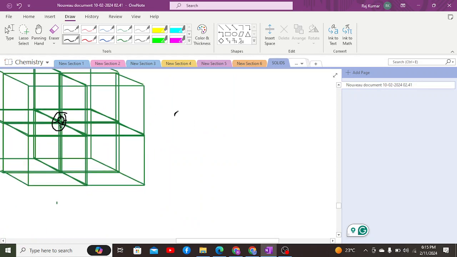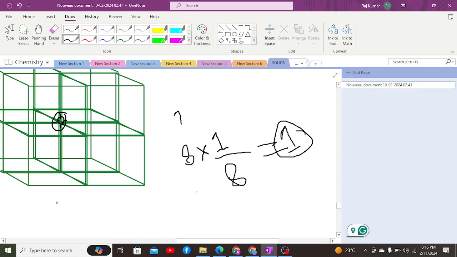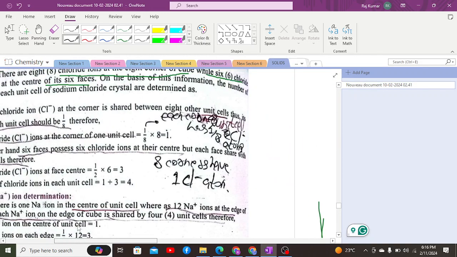So we can say the number of chloride atoms at corners is 8, and each chloride atom shares 1 upon 8 of the chloride atom. If 8 corners are sharing one chloride atom, we can say that the contribution of chloride atoms to each cell would be 1 upon 8. So when we cancel it out, we will get the answer as 1, which means one chloride atom is present within the geometrical arrangement in a single unit cell.